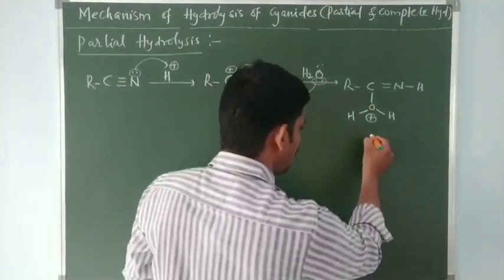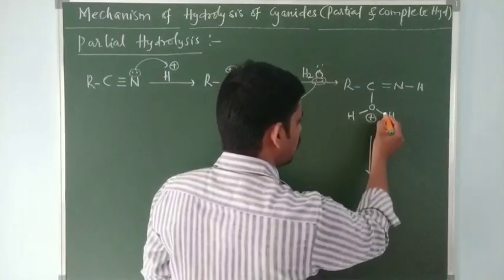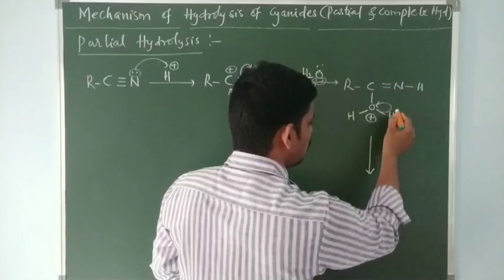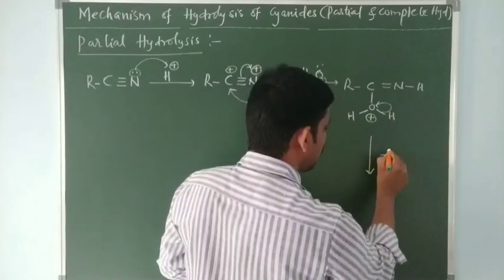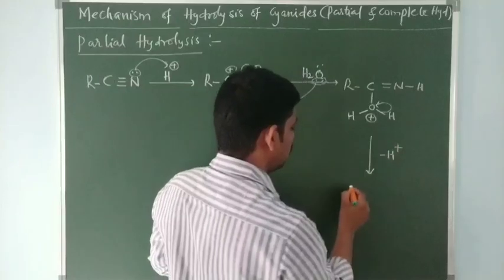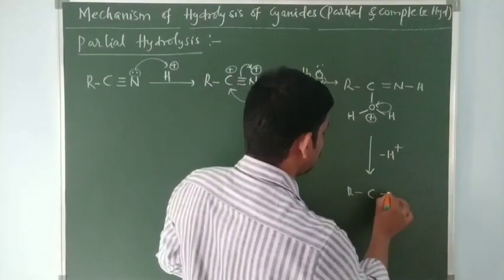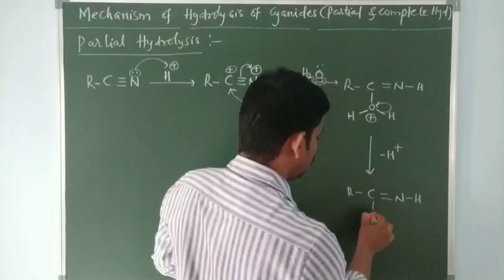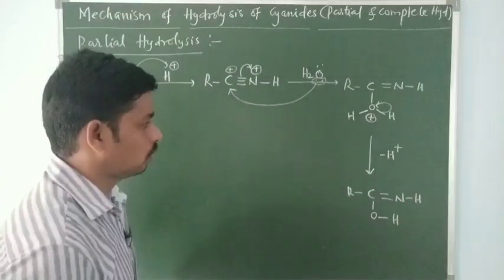Then immediately deprotonation takes place from here. Deprotonation means this bond is shifted to this compound. Then this hydrogen is eliminated as H plus. Then we get RC double bond NH and OH. This is the compound now.